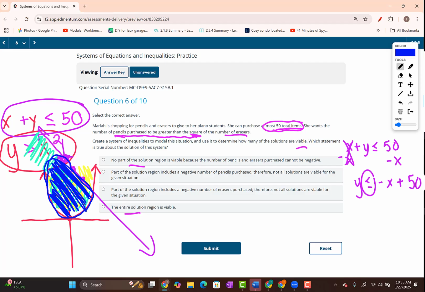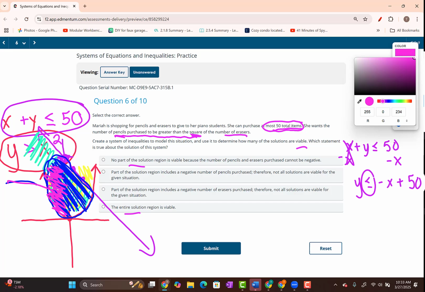But the x-coordinate is sometimes negative. Like in this region right here, these are negative x-coordinates. And this is what we're talking about when we're talking viable. Those aren't viable solutions because you cannot have negative pencils or erasers in this problem. Now, we do see there are some areas that are purely positive. So the green is okay.